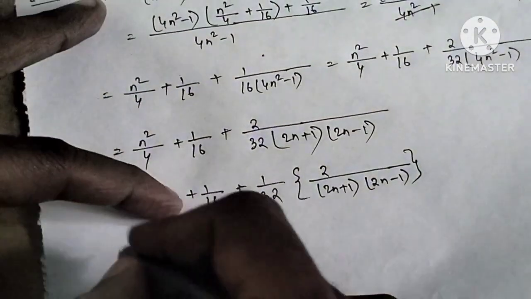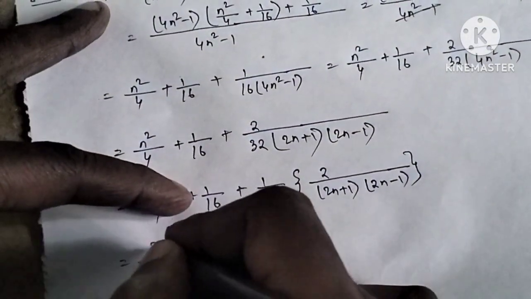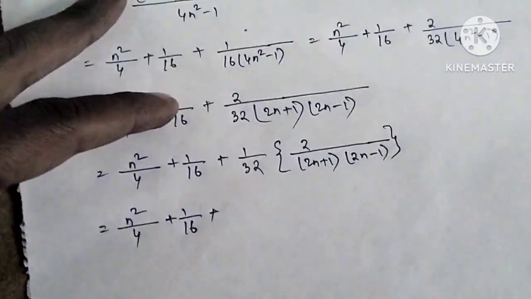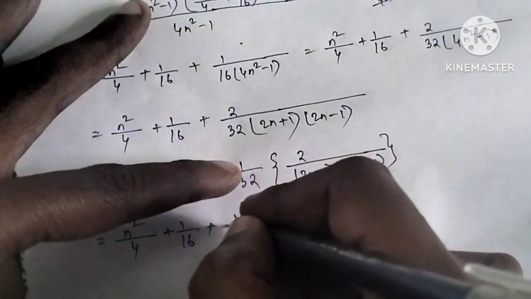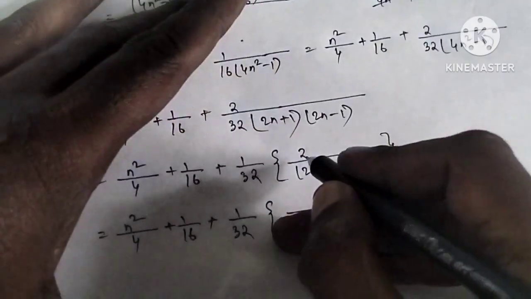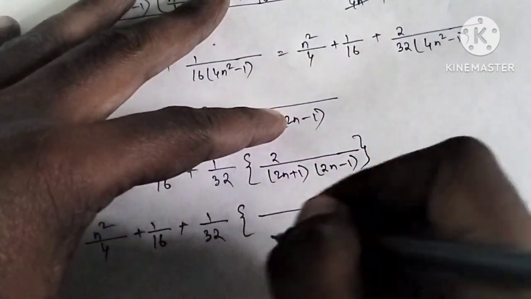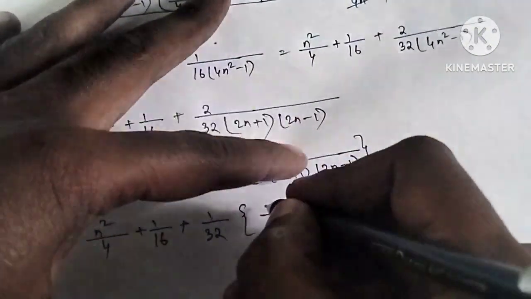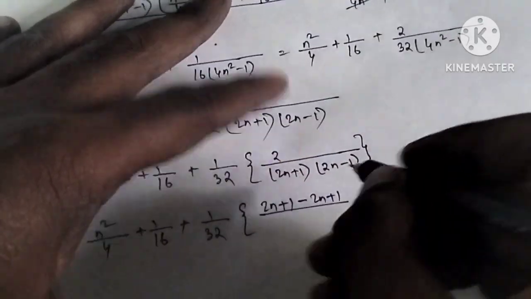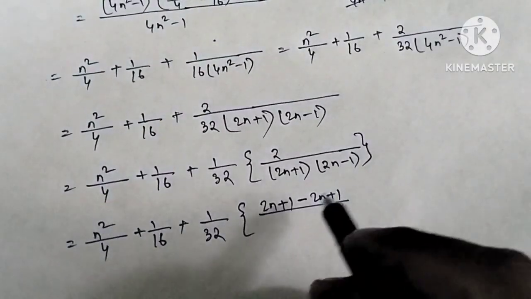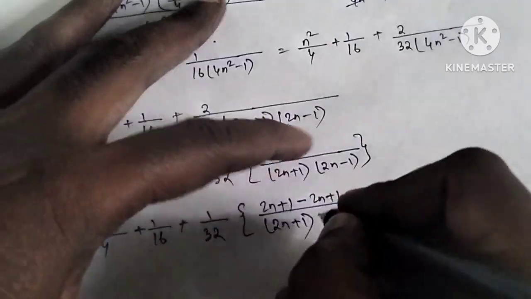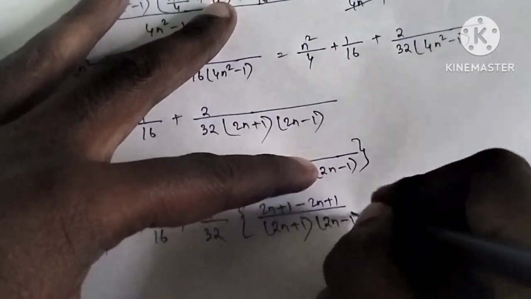Now n square by 4 plus 1 by 16 plus 1 by 32. This 2 can be written as 2n plus 1 minus 2n plus 1. 2n minus 2n will cancel each other, 1 plus 1 is 2. It remains the same. So into 2n plus 1 into 2n minus 1.